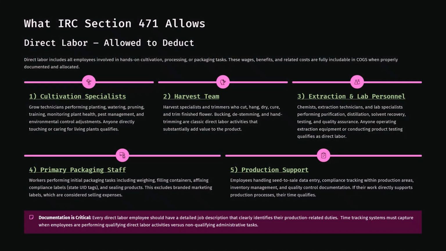Now let's talk about people, because labor is often one of the biggest costs in a cannabis operation. If an employee's time is spent directly touching the product during cultivation, processing, or packaging, that labor can often be included in inventory and eventually deducted as COGS. Here's some common direct labor roles. So, cultivation specialist, they're hands-on in the cultivation room. They're planting, watering, monitoring pH, adjusting lights, pruning. If they're nurturing the plant, they're COGS.